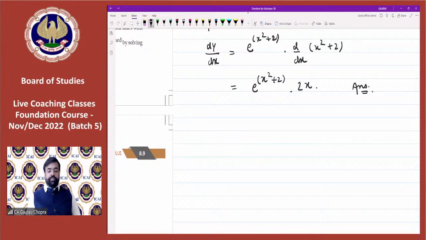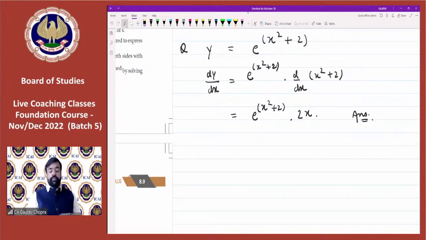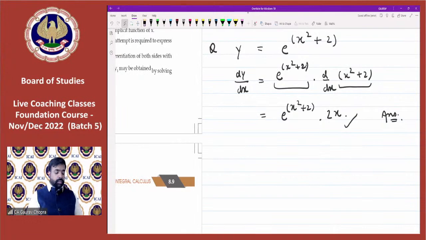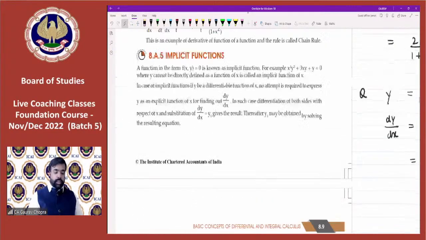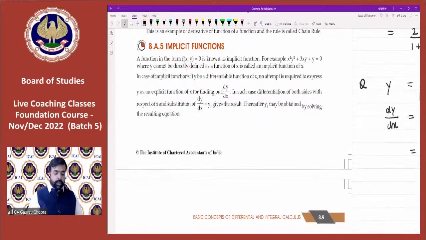Okay. So welcome back again. In the last point, we were discussing function of a function. So it was e to the power of x, and in place of x, there was the second function. So what we did, derivative of the first function, e to the power of x, and then the derivative of second function. All right. So let us do some more questions based on this.